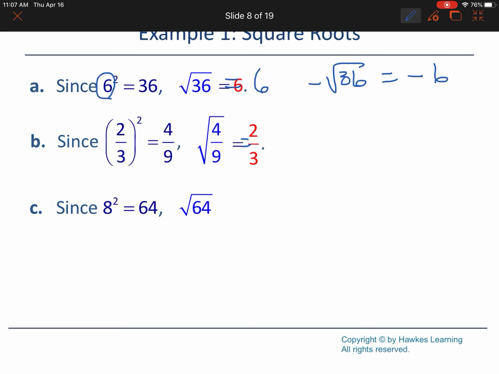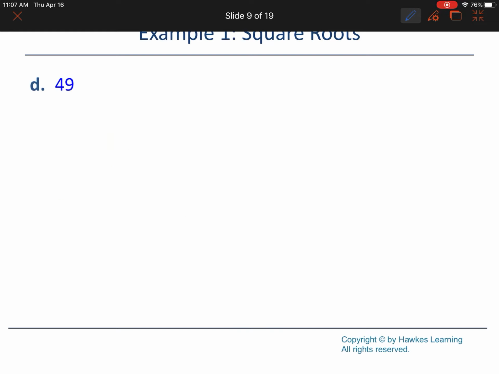8 squared is 64, so the square root of 64 is 8. And here's our 49 again. Just like we talked about before, it has two square roots, right? Two numbers that when you multiply them together give you 49. And so you have to differentiate between the two, positive and negative, like we talked about earlier.